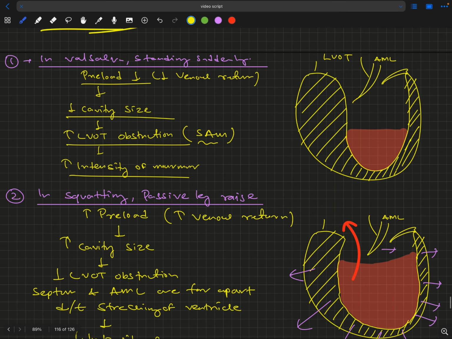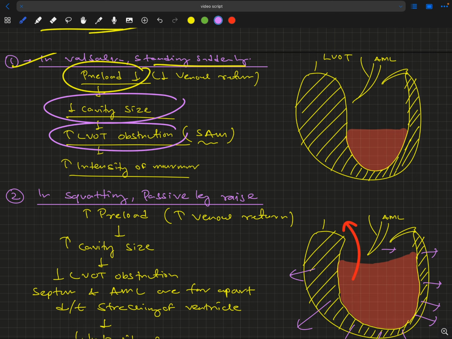So the dynamic auscultation part. On Valsalva or standing suddenly, that will lead to decreased venous return or decreased preload. So that will lead to a decrease in cavity size. When the cavity size is decreased, it will lead to more alveolar obstruction or systolic anterior motion of the leaflet. It will lead to increased intensity of the murmur.